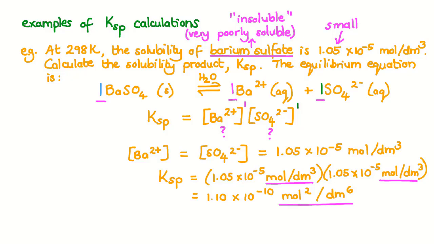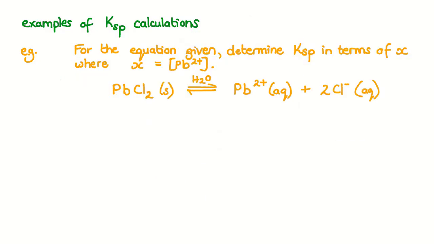Mole squared per dm to the 6. The unit for KSP is different for different substances, and sometimes the unit is left out altogether. In this example, because the ratio of barium to sulfate ions was 1:1, we got this particular unit. Let's look at another example.